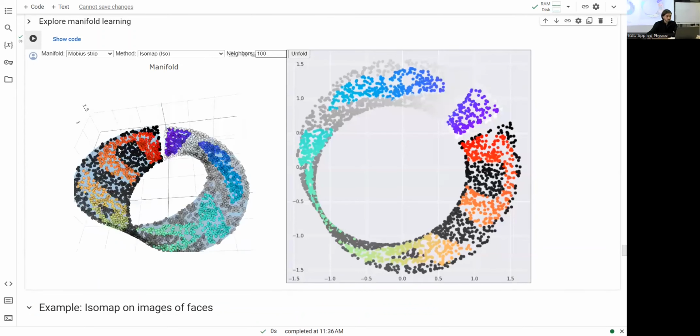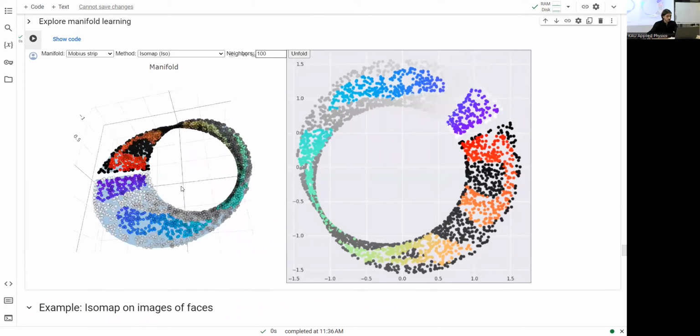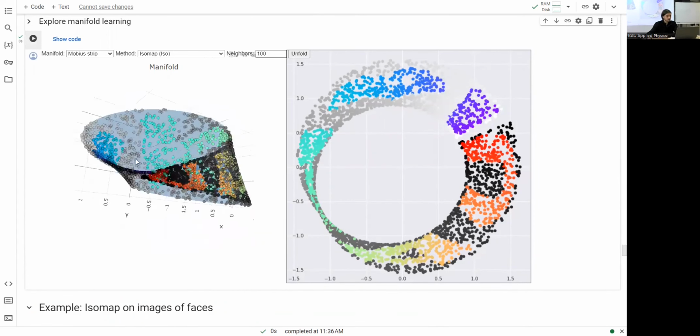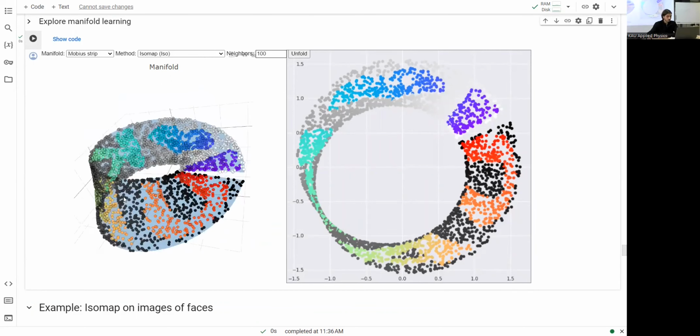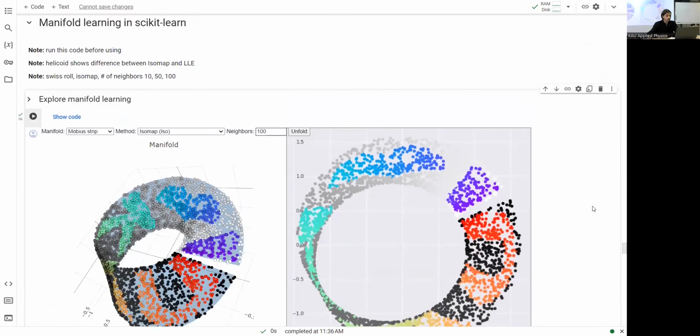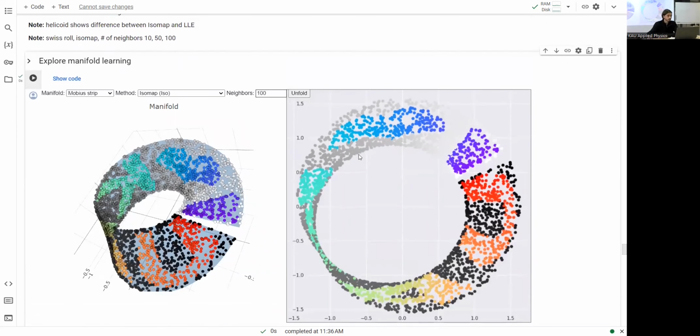Here we have it. So here is that strip. Once again, you see the structure of data with the colors. And here you see how the isomap is trying to put that into the plane.